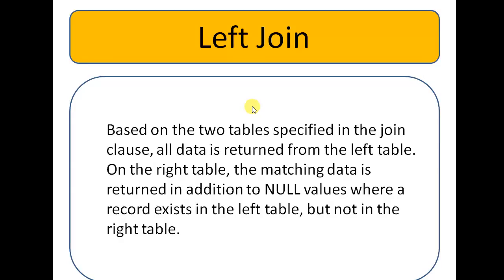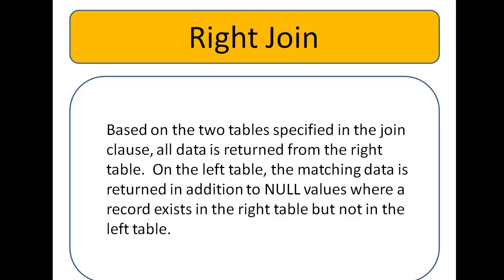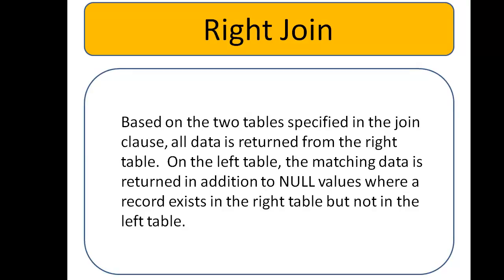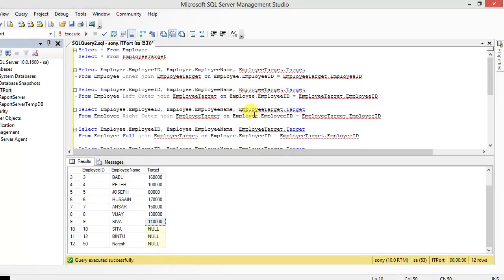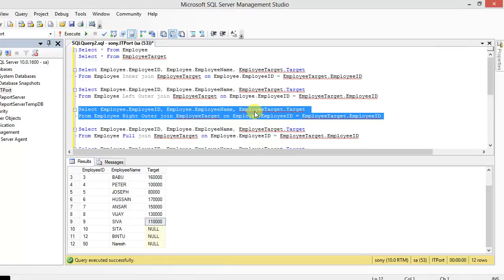The third one is right join. It's relevant to left join. Based on the two tables specified in the join clause, all data is returned from the right side table. And from the left table, the matching data is returned, in addition to null values where a record exists in the right table but not in the left table. Relevant to the left join, it focuses on the right side table as primary and returns null values for the left side table whether its data is available or not.